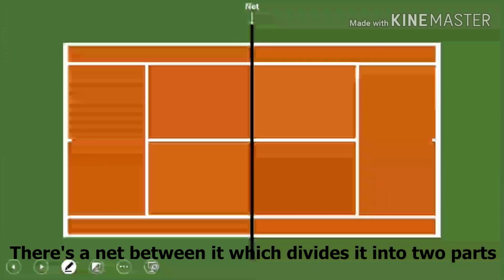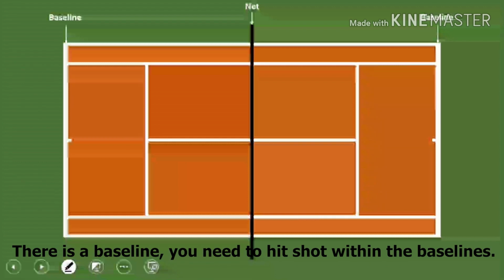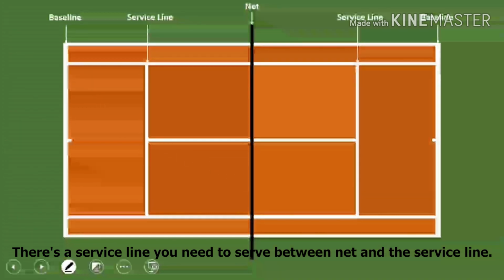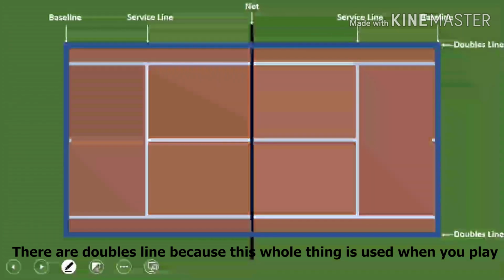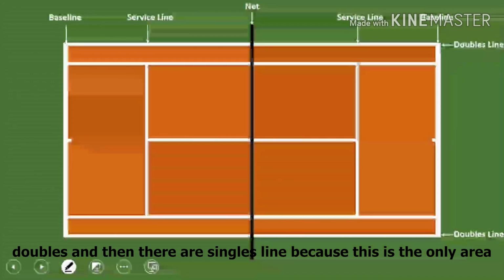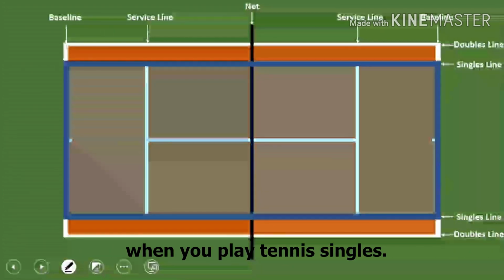There is a net between it which divides it into 2 parts, your area and your opponent's area. There is a baseline; you need to hit your shot within the baseline. There is a service line; you need to serve between the net and the service line. There are doubles lines, because the whole thing is used when you play doubles, and then there is a single line, because this is the only area which is used when you play tennis in singles.